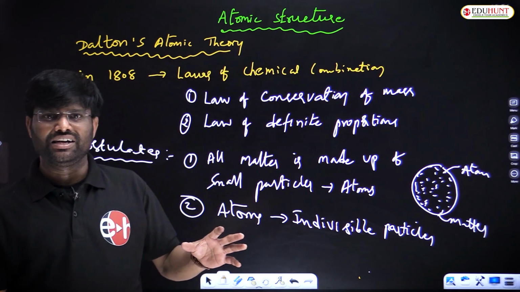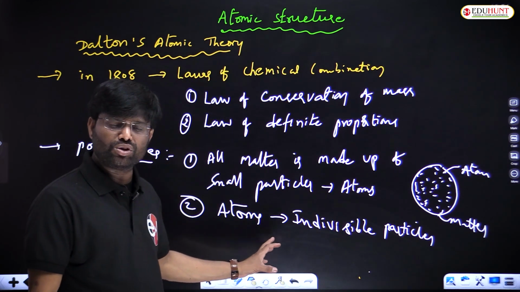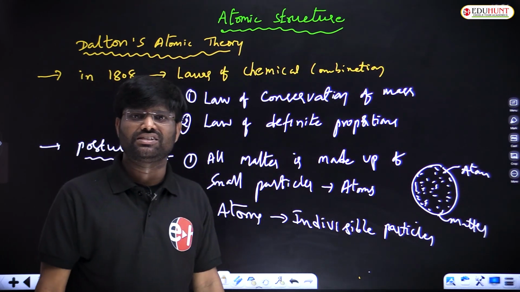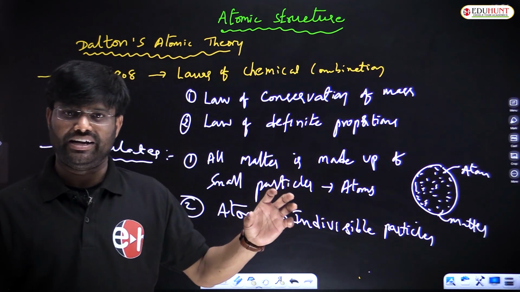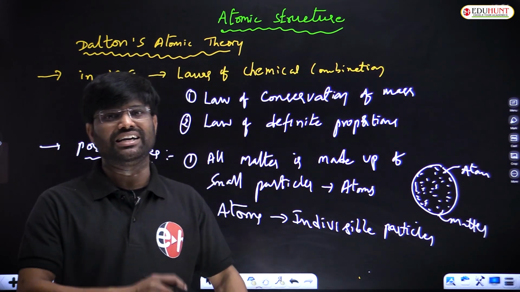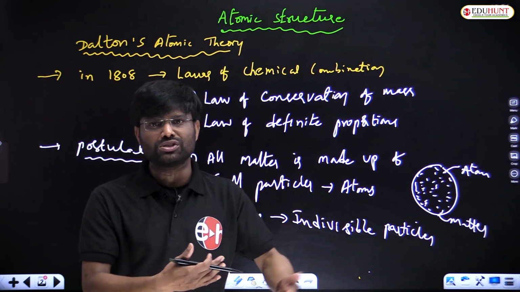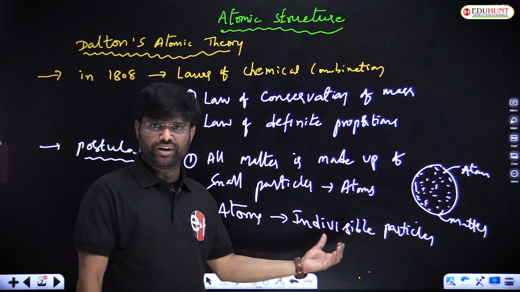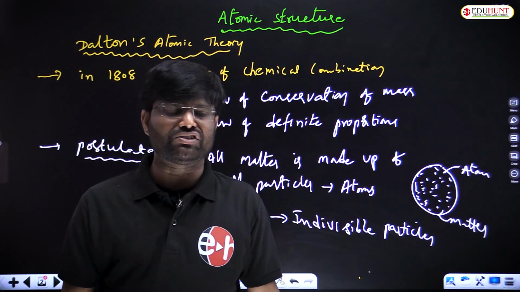So many chemical reactions take place based on atoms only. These atoms are the indivisible particles involved in a chemical reaction. Those indivisible particles of matter can neither be created nor be destroyed, but by rearranging the atoms of matter, they form new substances. So what is that called? The second point is the law of conservation of mass.